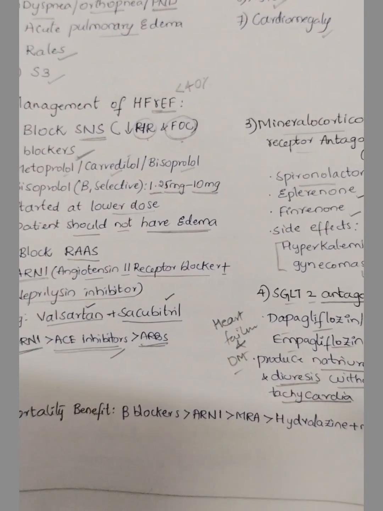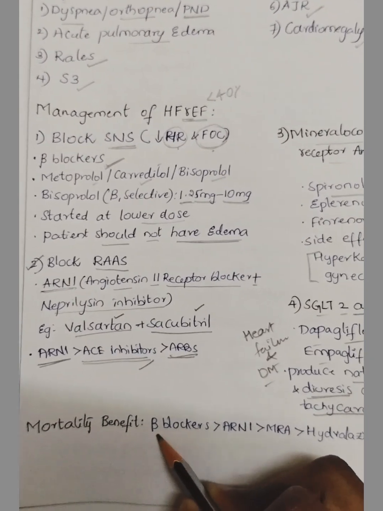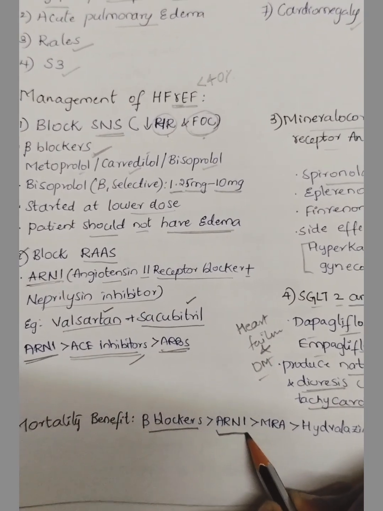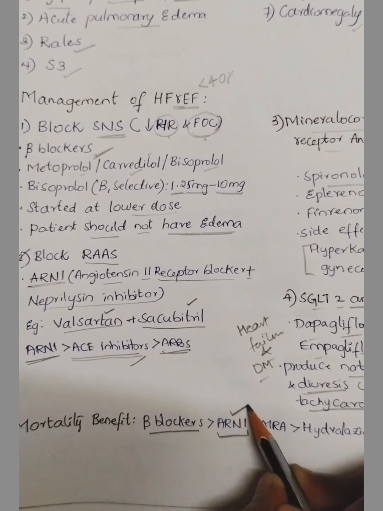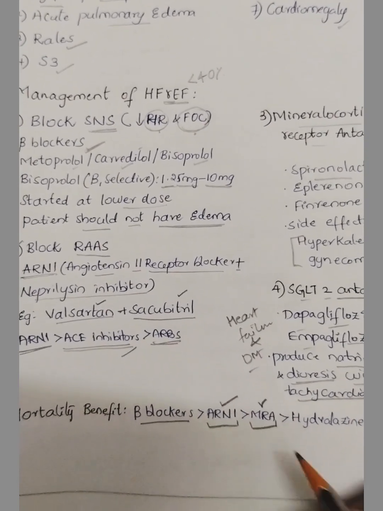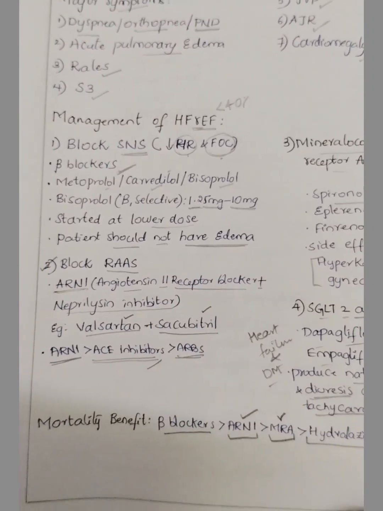And the mortality benefits are most commonly seen initially with beta blockers, followed by angiotensin 2 receptor blocker with neprilysin inhibitor, followed by mineralocorticoid receptor antagonists, followed by hydralazine plus nitrates. So these are the mortality benefits forever.